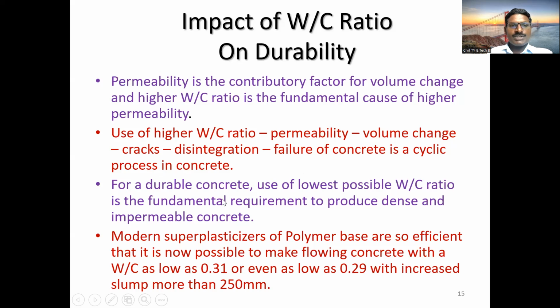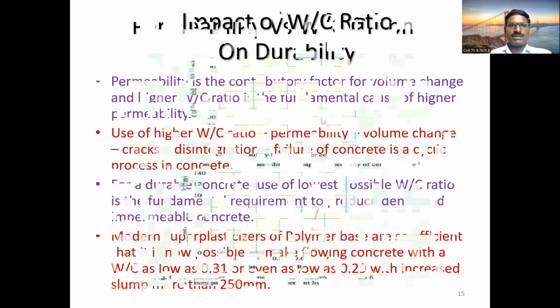For durable concrete, we have to use the lowest water cement ratio possible. This is the fundamental requirement to produce dense and impermeable concrete. The modern superplasticizer admixtures are used to maintain the water cement ratio and increase the slump to more than 250. So we can use superplasticizer if we have to maintain the water cement ratio.